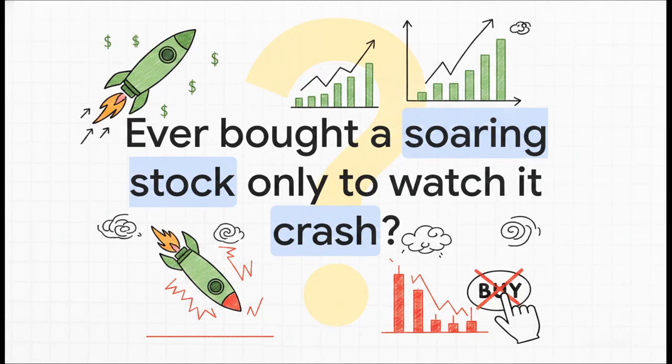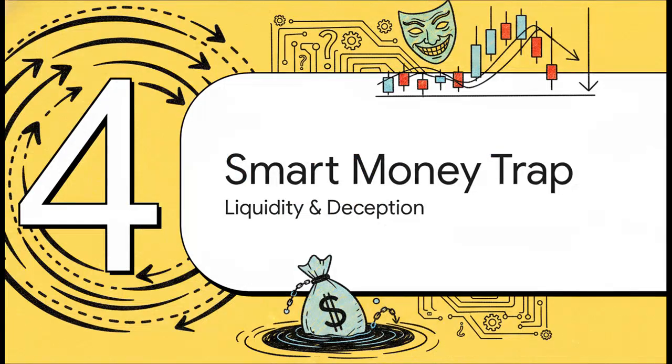Let's pause for a second. Have you ever bought a stock or an asset just because it was rocketing upwards in the middle of the day? You feel that rush of excitement, you finally click buy, only to watch the price instantly crash right after your order goes through? Yeah, ouch. Which perfectly introduces part 4, the smart money trap. Let's unmask what's really going on behind the scenes there.